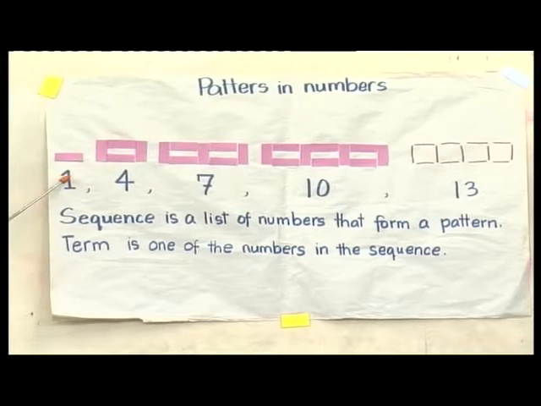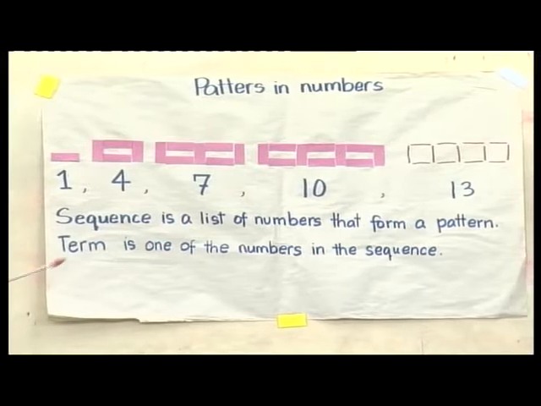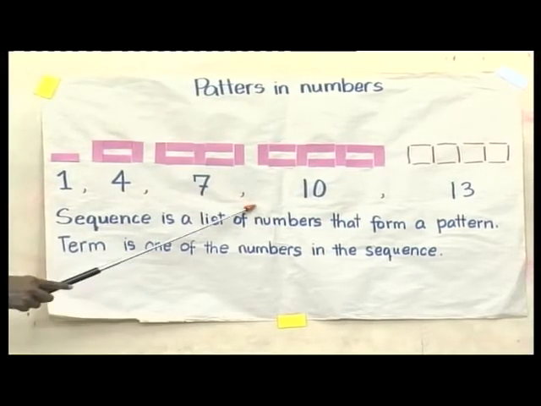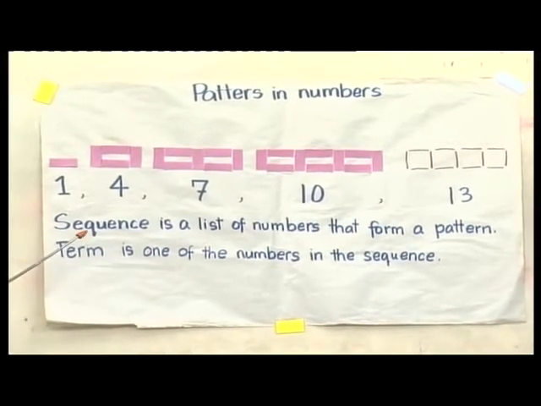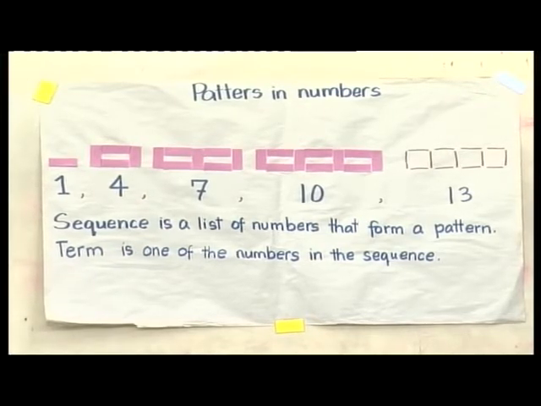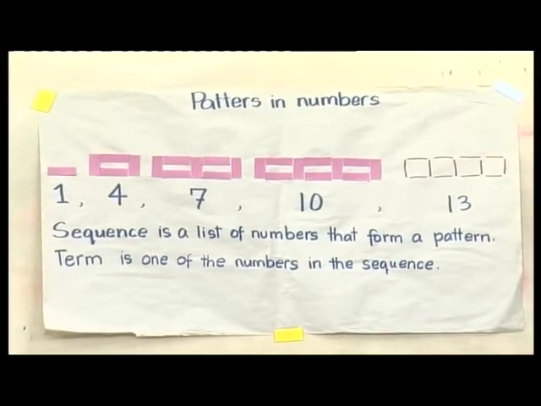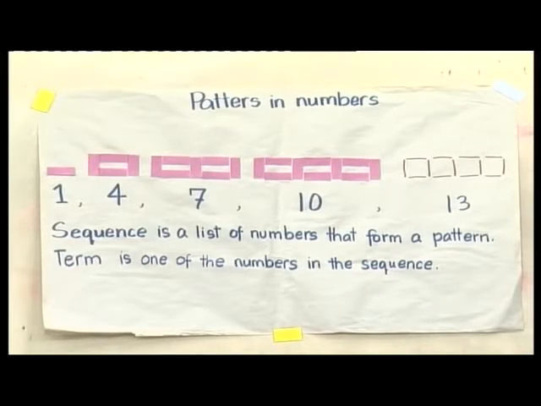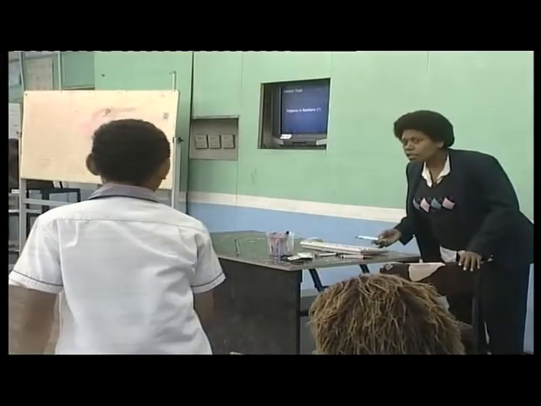Or did you just guess the numbers? No. There should be a rule. You should have done something to get these numbers here. Starting from number 1, what did you do to get number 4? And then from number 4, what did you do to get number 7? Let's have Onea. By adding 3 strips of paper.